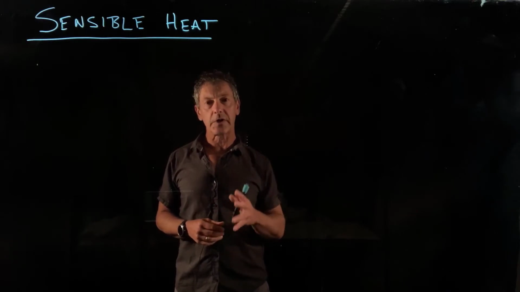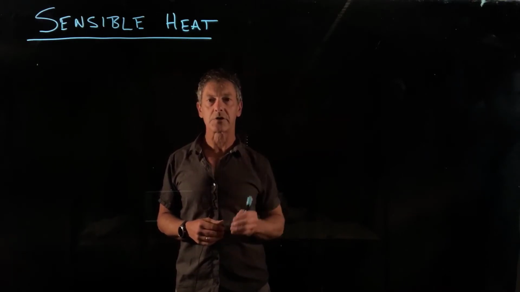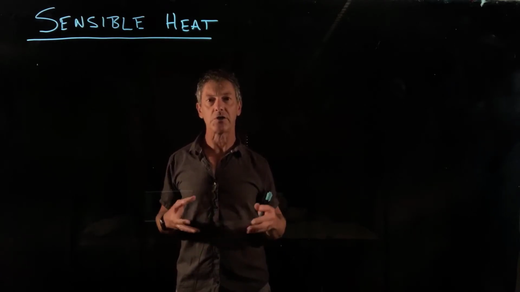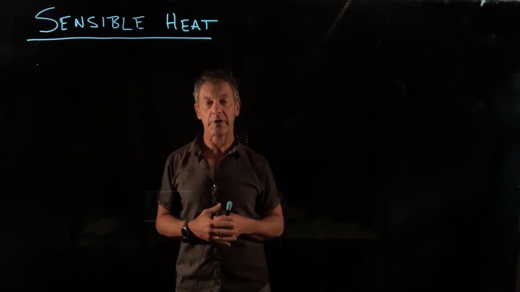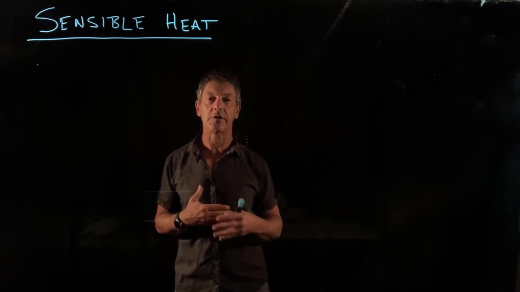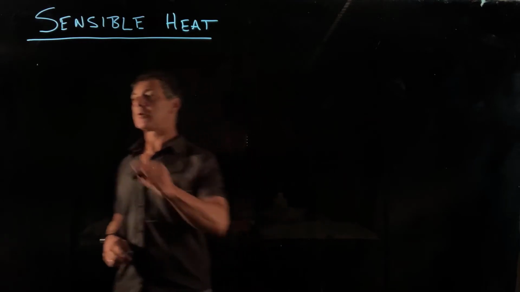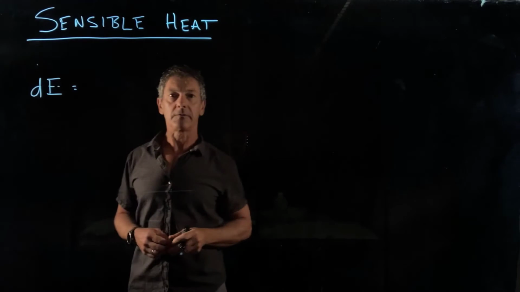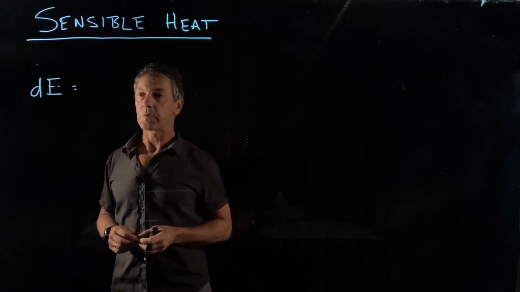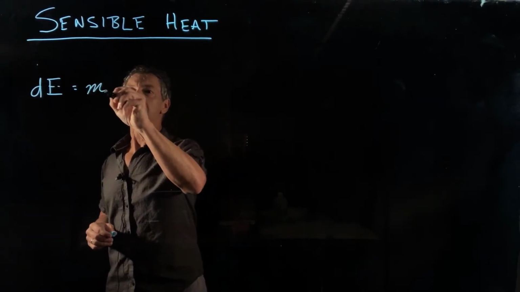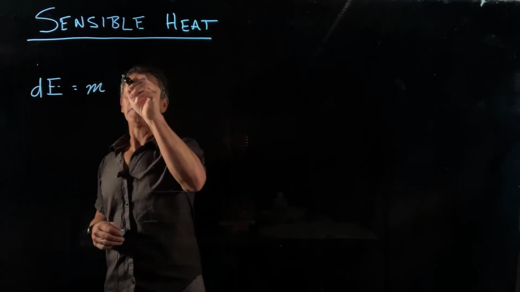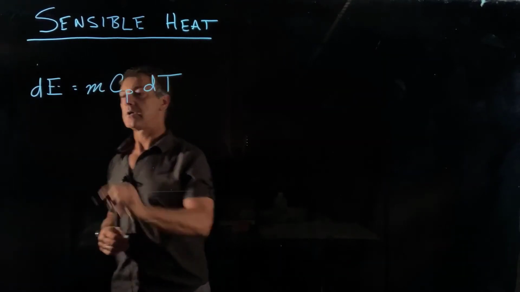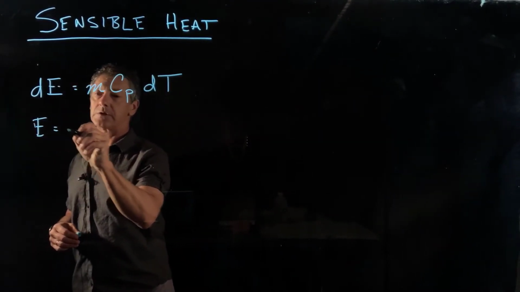So it turns out it's very hard to measure sensible heat in any absolute sense. We're always talking about a change in energy, and this is very common in thermodynamics. We talk about an exchange of energy or a change in energy. And so we're going to define sensible heat using a derivative, a change in energy, and it's going to be related to the mass of the material and the heat capacity of the material and the change in temperature. So E is the internal energy.